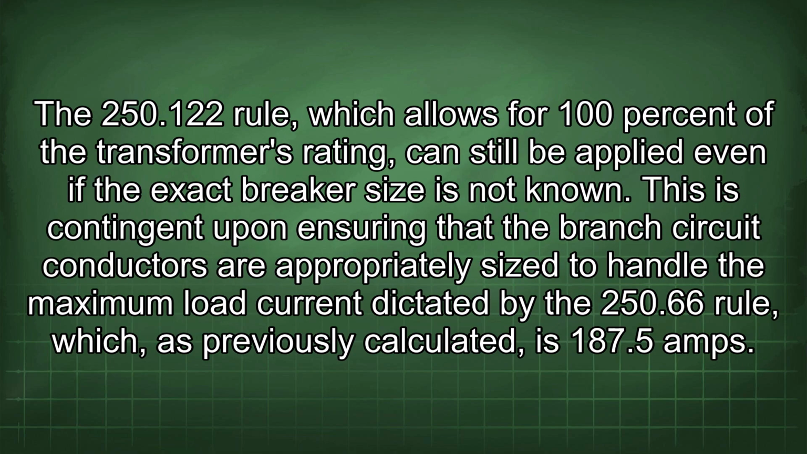The 250.122 rule, which allows for 100% of the transformer's rating, can still be applied even if the exact breaker size is not known. This is contingent upon ensuring that the branch circuit conductors are appropriately sized to handle the maximum load current dictated by the 250.66 rule, which, as previously calculated, is 187.5 amps.